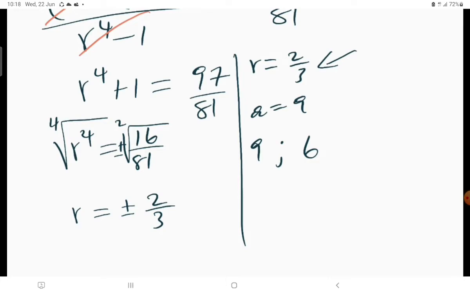Then having 6, then the other one, you will be having 9 times r, then r squared, which is the third term. Then therefore, in simple terms, you are having 9 times 4 over 9, which is just going to be 4. So now we are having this kind of situation.